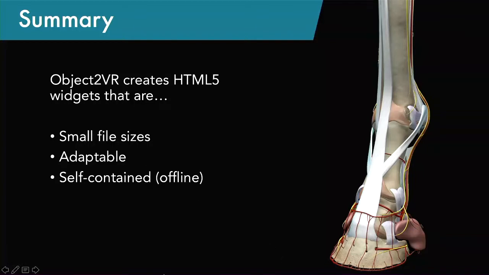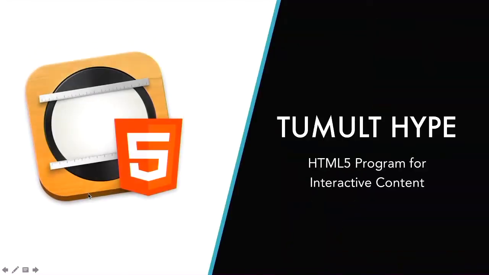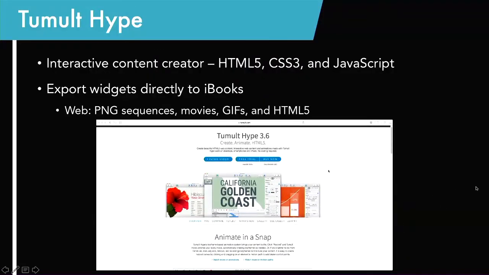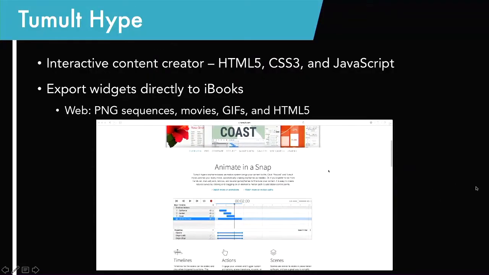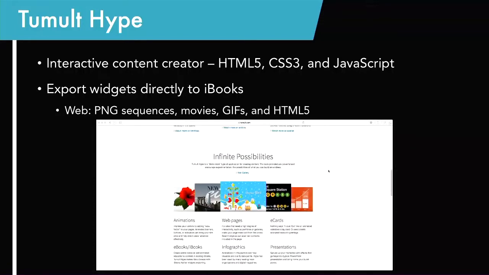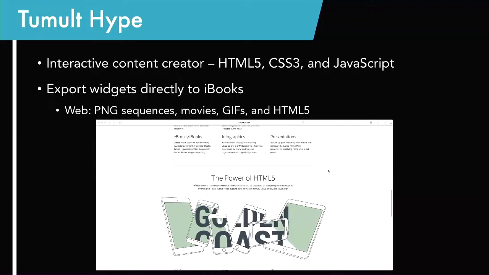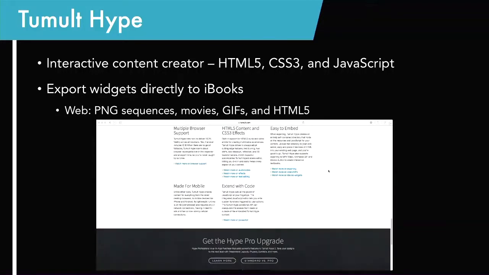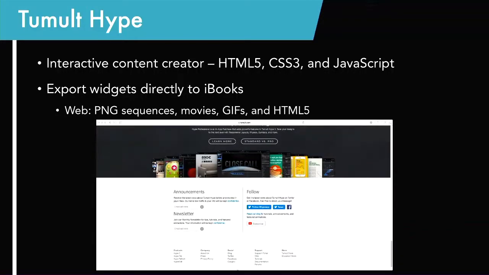Thanks, Emily. I'll be talking about Tumult Hype, which is an HTML5 program that you can use for creating interactive content. One of the other tools that we use in the ERC is Tumult Hype, and it's an HTML5 and JavaScript-based interactive content creator. It's sort of a mashup between several Adobe programs as well as PowerPoint, in that the interfaces are very similar, and as a medical illustrator, it's very easy to jump from those programs into Hype.